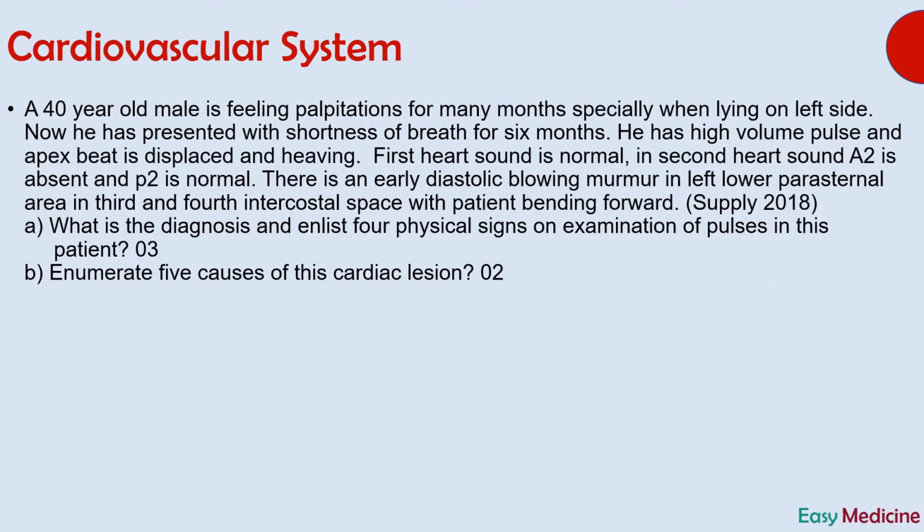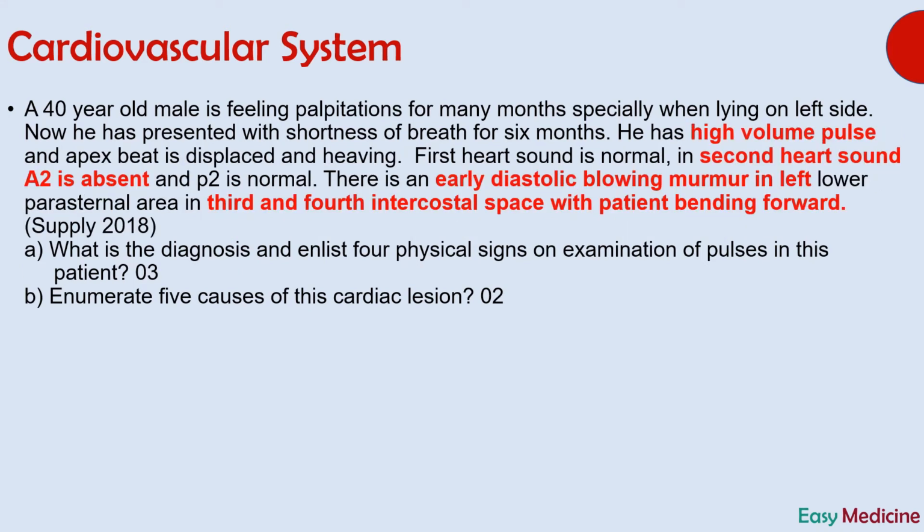Please stop the video here, read the question and try to answer, then we'll discuss it together. Very good. So the diagnosis is aortic regurgitation, and some points to lead you to this diagnosis are high volume pulse, absent A2 component of second heart sound, and early diastolic blowing murmur in the left third and fourth intercostal space which increases when the patient bends forward.